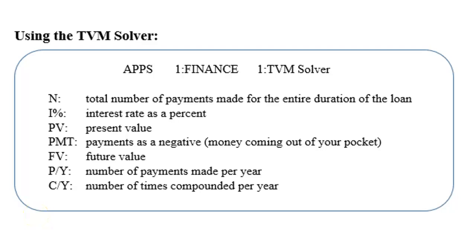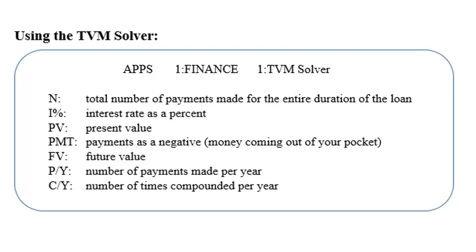We're going to work on using the TVM solver in our calculator. So before we jump into word problems, I want to highlight some of the categories that we need to label within our problems. N is the total number of payments made during the entire duration of the loan. I is the interest, and we're going to put that in our calculator as a percent. You do not need to change this into a decimal.